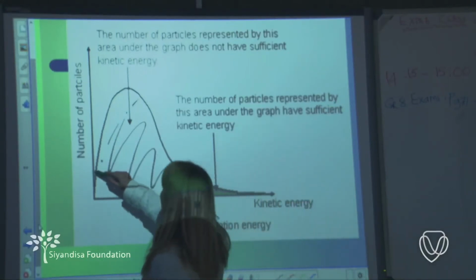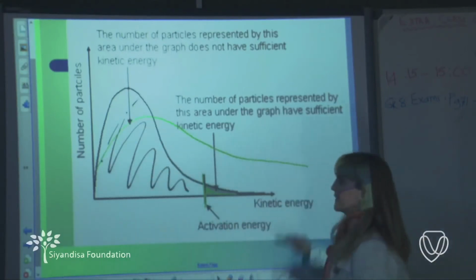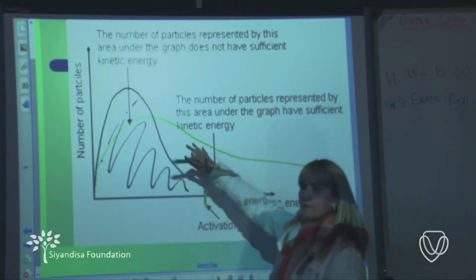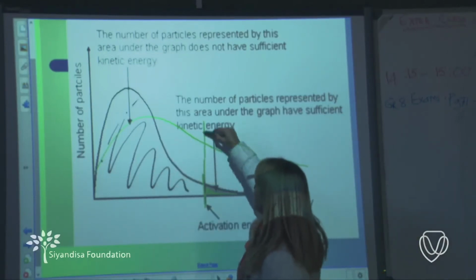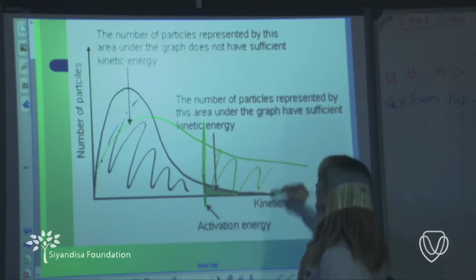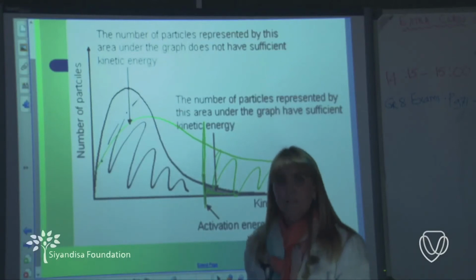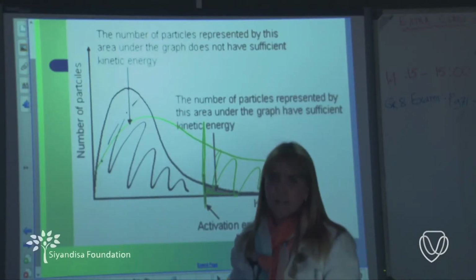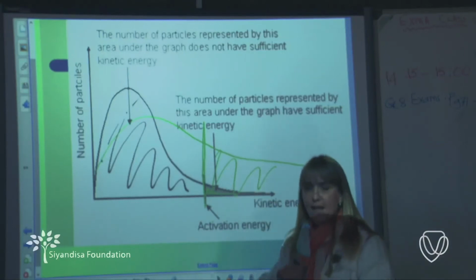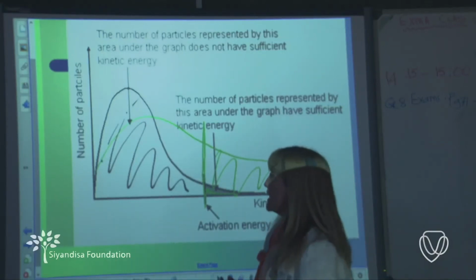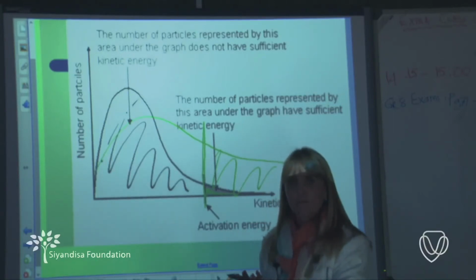And I'll end up with a graph that looks something like that. Same number of particles, but this time there are more particles that have sufficient kinetic energy. In other words, more particles can now take part in the chemical reaction because they have an energy greater than activation energy. So what did I do? By changing temperature, I changed the shape of the graph.